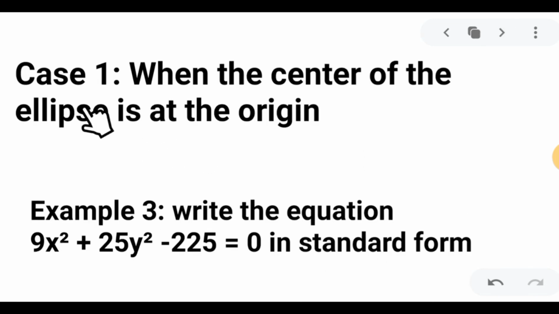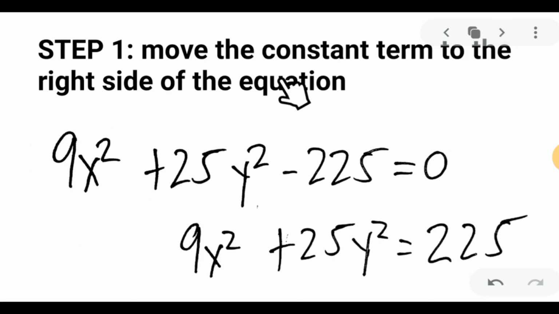Then another example for case 1, wherein the center of the ellipse is at the origin. Example 3, write the equation 9x squared plus 25y squared minus 225 equals 0 in standard form. Step 1, again, you have to move the constant term.